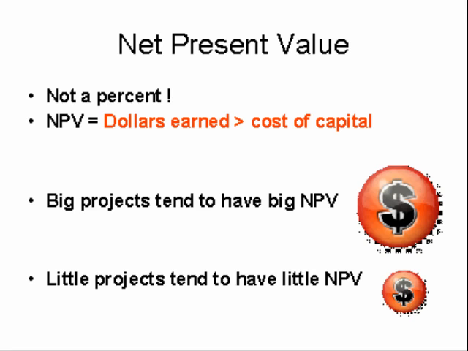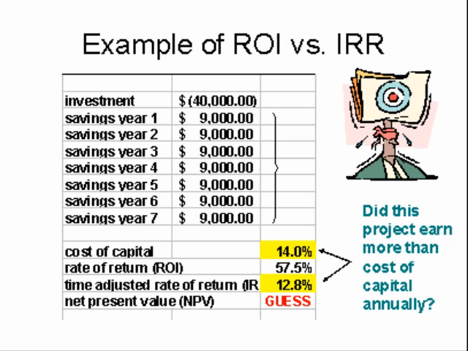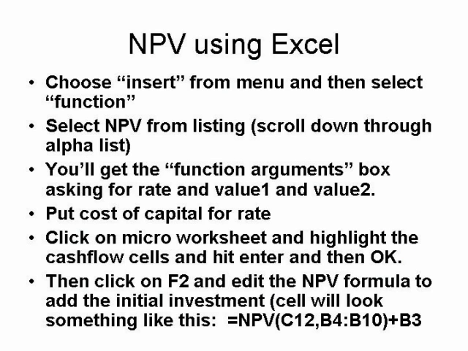Net present value is not a percent. It is a dollar amount. It is the dollars earned above cost of capital. What do you guess it's going to be here? Did we earn enough to be above cost of capital? We didn't, did we? All right, freeze this frame, use these instructions, go calculate NPV in Excel.